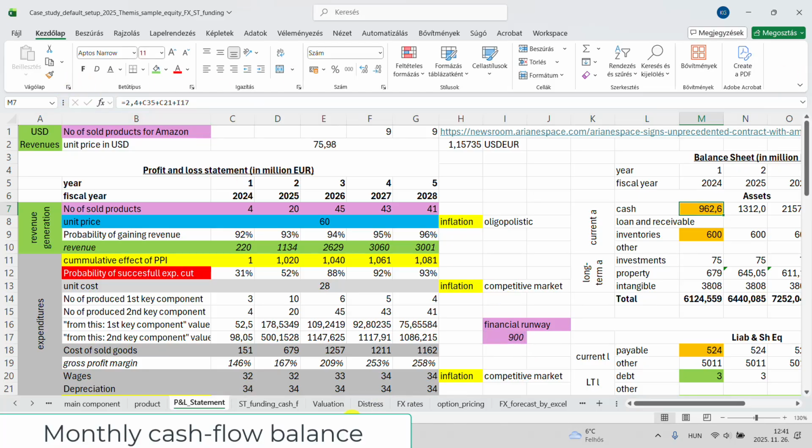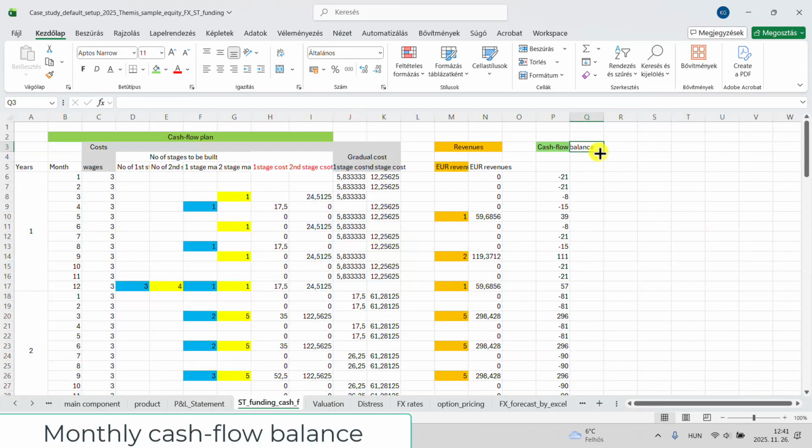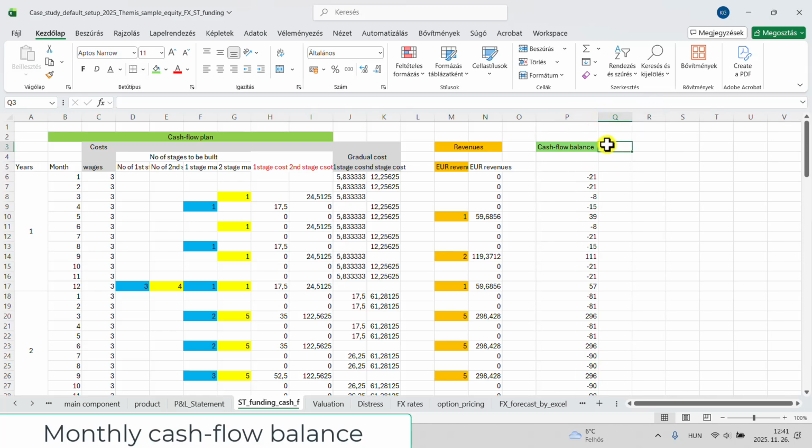Okay, so that was the cash flow balance. Then this is the cash reserve. So this is the bank account, what we have. So let's say that we have the initial.